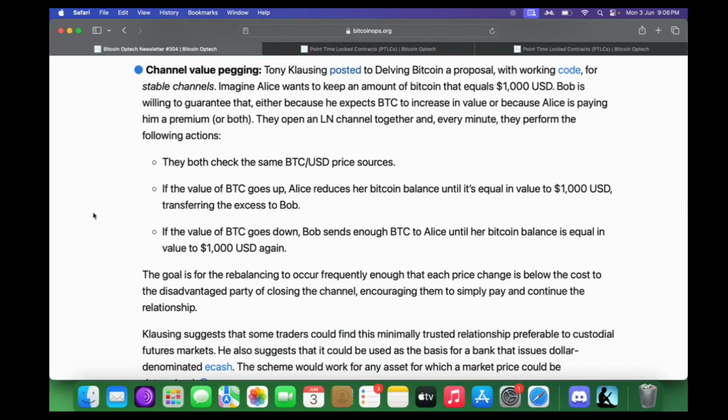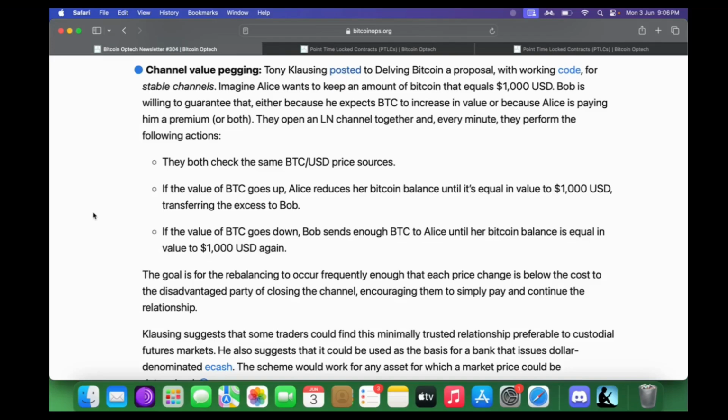Yeah, so basically it's about maintaining a stable channel in terms of fiat. What is envisioned here is that there could be service providers who are willing to maintain the channel's fiat value to a fixed pegged amount for a fee.